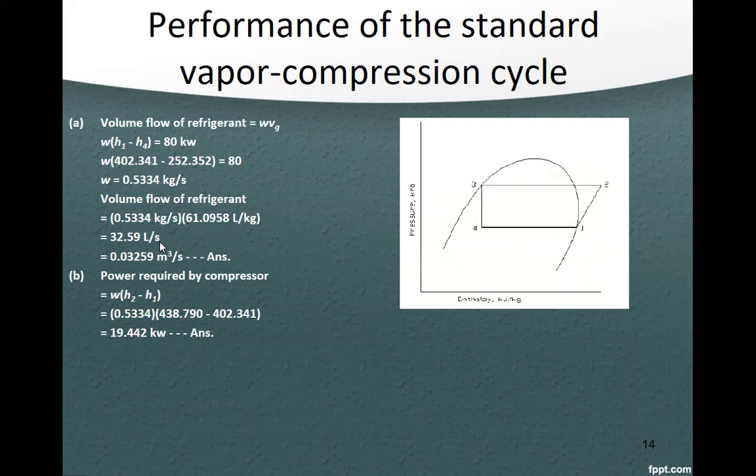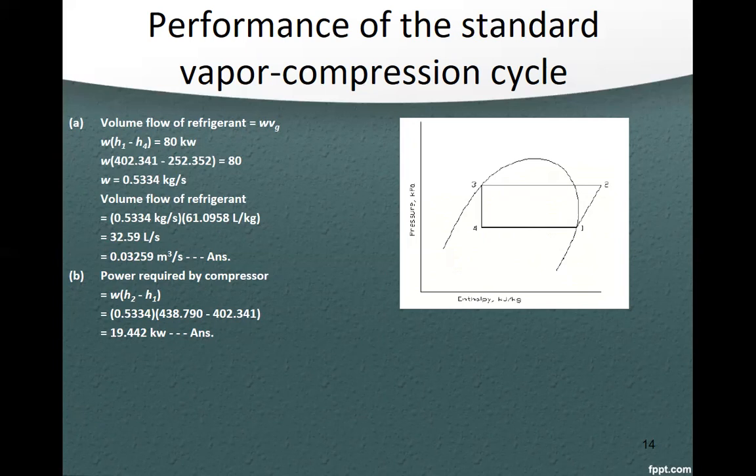So the volume flow of refrigerant is 0.5334 kilogram per second times 61.0958 liter per kilogram. So this is now equal to 32.59 liter per second. Or divide it by 1,000, it becomes 0.0359 cubic meter per second.